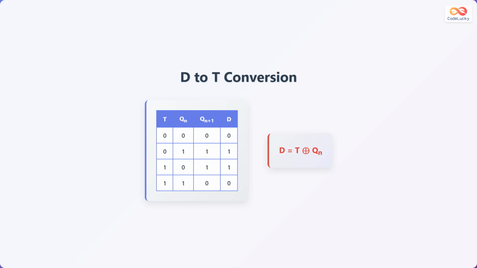Next, we'll discuss converting a JK flip-flop to a D flip-flop. Here's the conversion table. When D is 0, J is 0 and K is 1. When D is 1, J is 1 and K is 0. From this, we derive the formulas J equals D and K equals D bar.